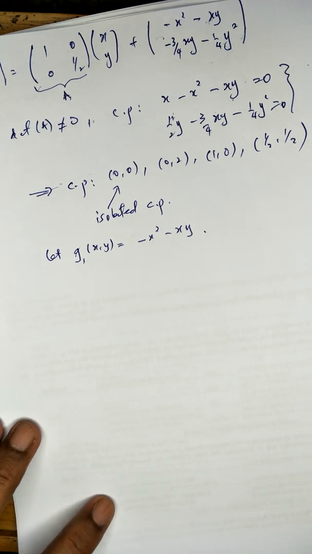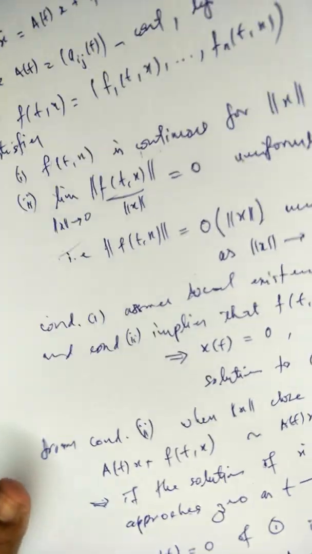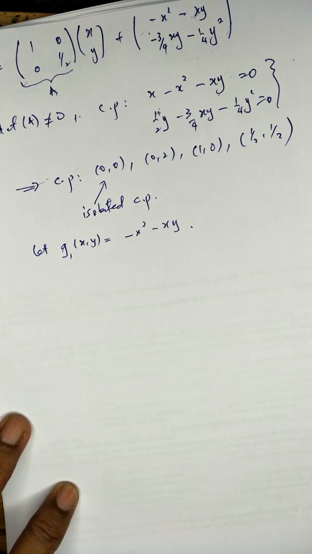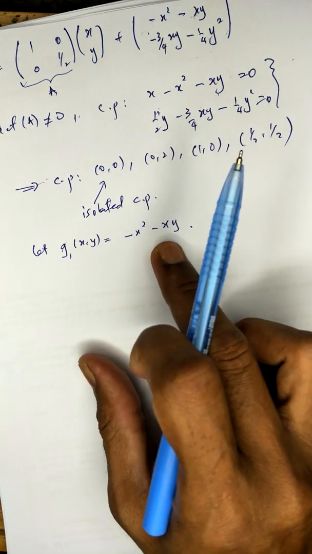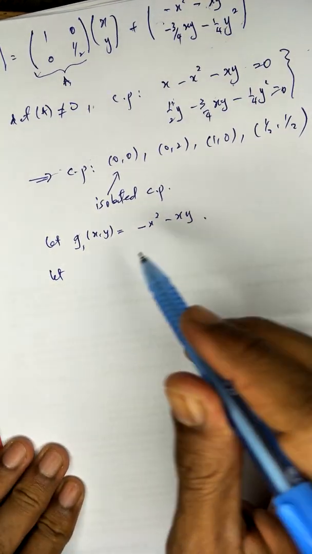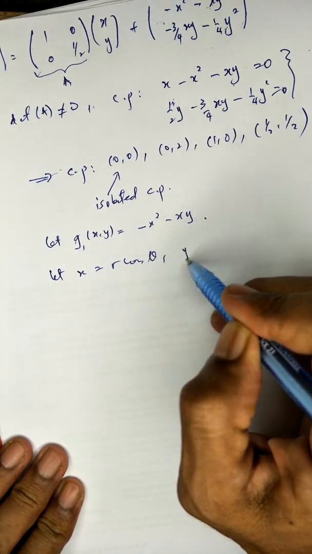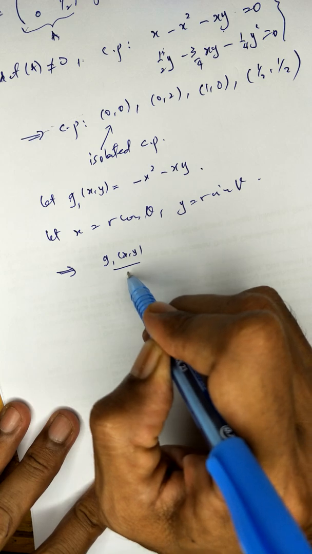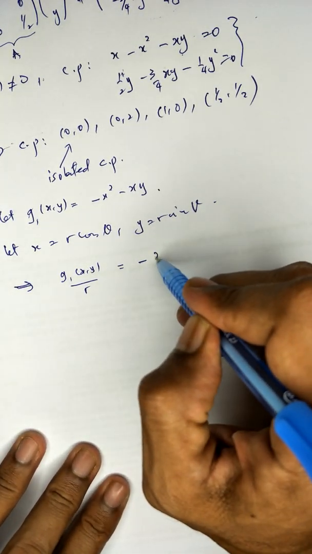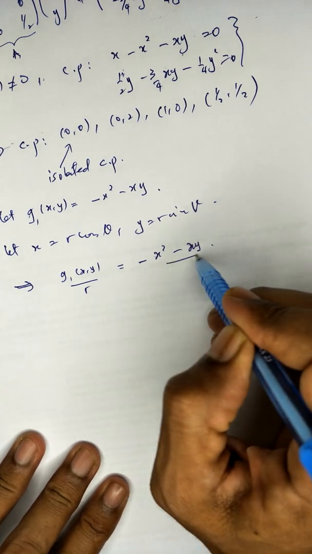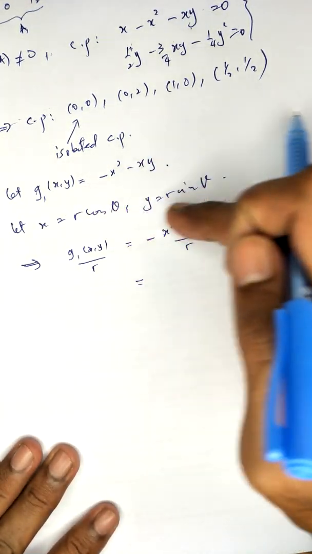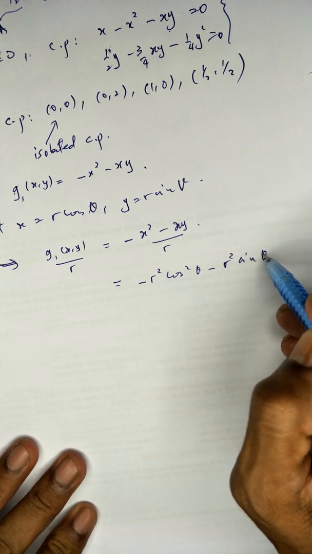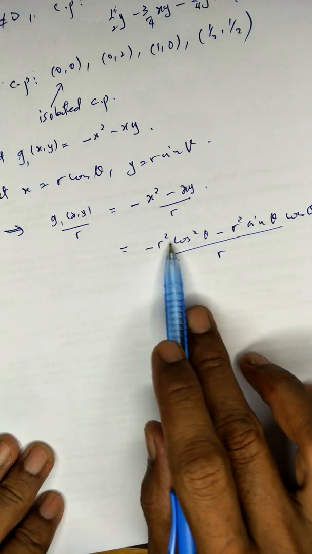If you use the second condition that I mentioned earlier, we need to transform into polar coordinates. So we let x = r cos theta and y = r sin theta. Therefore, for g1 we have xy over r equal to minus x squared minus xy over r. We can use that substitution, which gives minus r squared cos squared theta minus r squared sin theta cos theta over r.